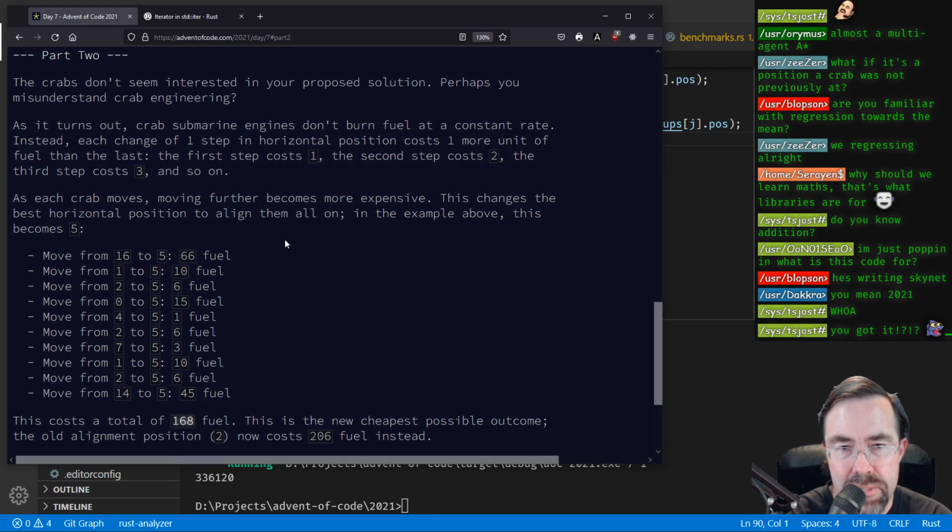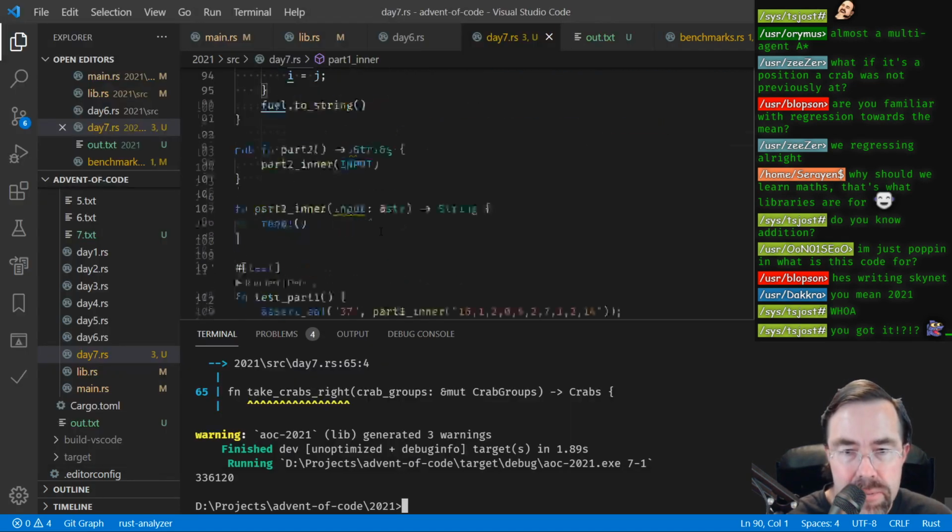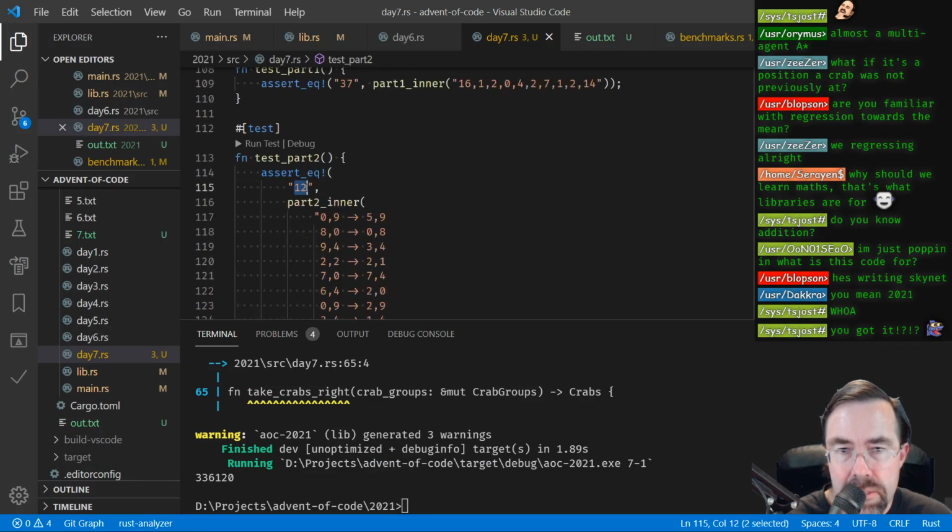This changes the best horizontal position to align them all on. In the example above, this becomes 5. So it's a position between crabs. So now it's not going to be a position where there is necessarily a crab. It could be one between crabs, right? This costs a total of 168 fuel. This is the new cheapest possible outcome. The old alignment now costs 206. Okay, so then let's make that into our unit test with the same crabs.